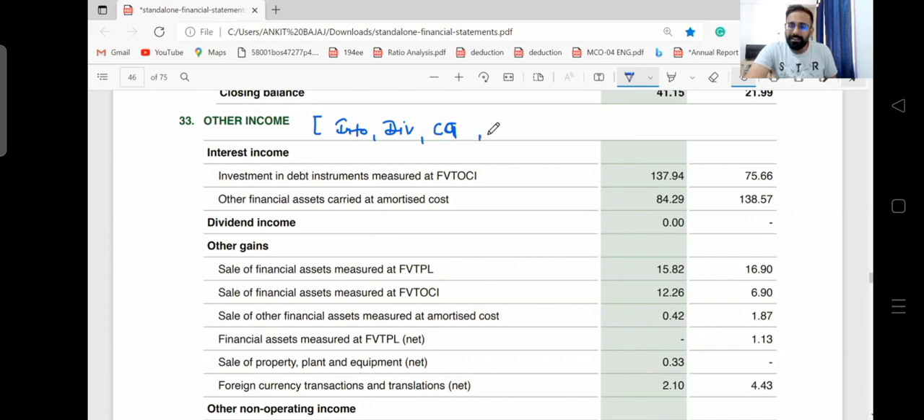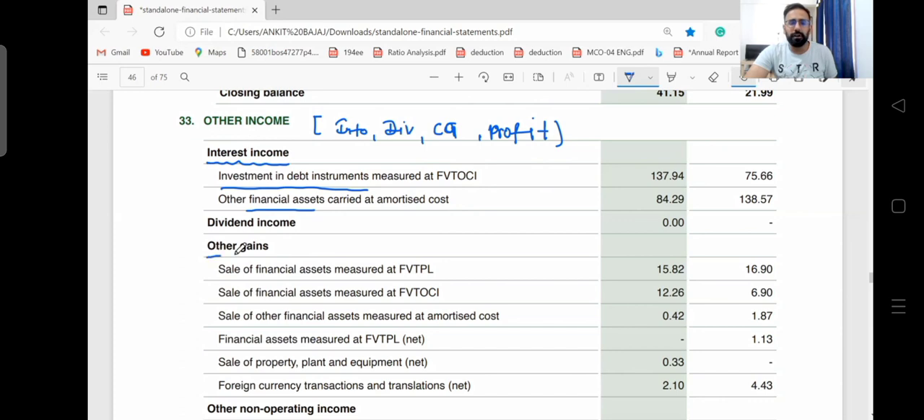Or if the company has some financial assets and is selling those financial assets, or is selling its fixed assets and generating some profit from the sale of fixed assets, right? So this profit, interest, dividend will be shown in the other income column, right? So here you can see interest income the company is earning from investment in debt instruments or other financial assets, right? They are earning interest income. Now you might be thinking, what is FVTOCI? Right now you don't have to read these lines, right? We will be discussing it in detail in due time.